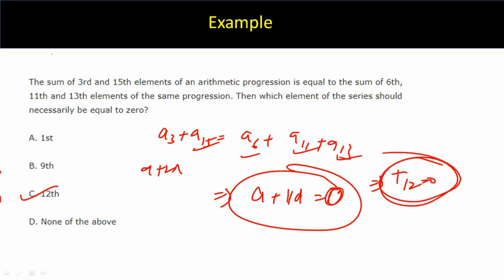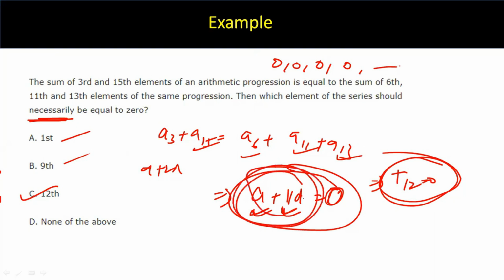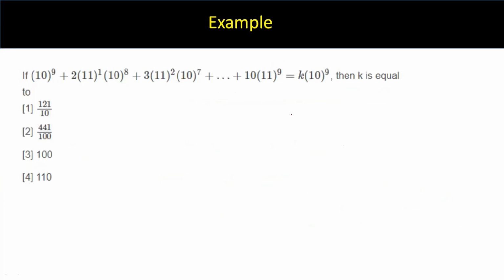Hello. Yeah, Kishan? So what does necessarily mean in this question? As in, I got the answer, but what does necessarily mean? Which element of the series should necessarily be equal to 0? Why is it said necessarily be equal to 0? See, if all the terms are 0, right, then the first term will also be 0, the 9th also 0, the 12th also 0, everything will be 0. But necessarily means which term will definitely be 0. So it does not matter. See, whatever the value of A, whatever the value of D, A plus 11D will always be 0, which means the 12th term will always be 0. Okay. Next question.